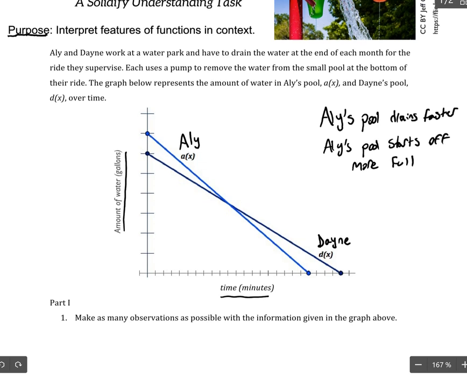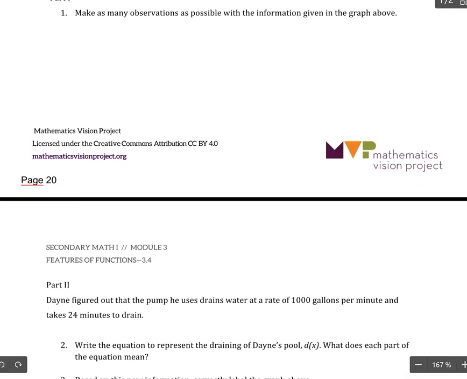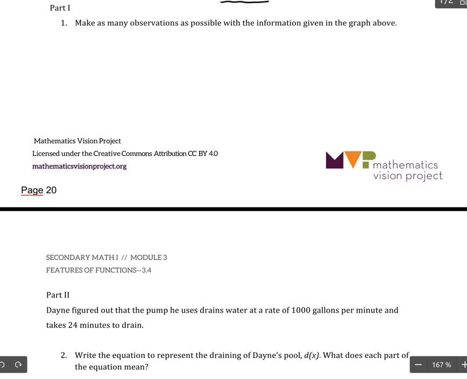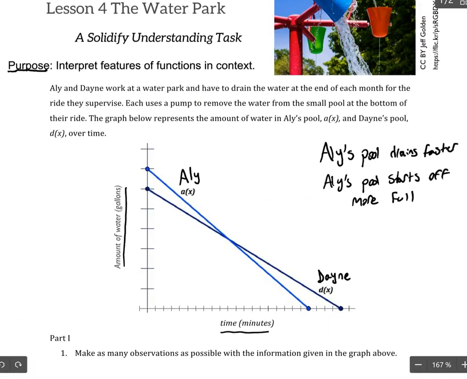So we go on to part 2. And it says Dane figured out that the pump he uses drains water at a rate of 1,000 gallons per minute and takes 24 minutes to drain. So that's key information we can write up here. So Dane's pool drains at 1,000 gallons per minute and it takes 24 minutes to drain. So now we have some measurements to add context to this graph.